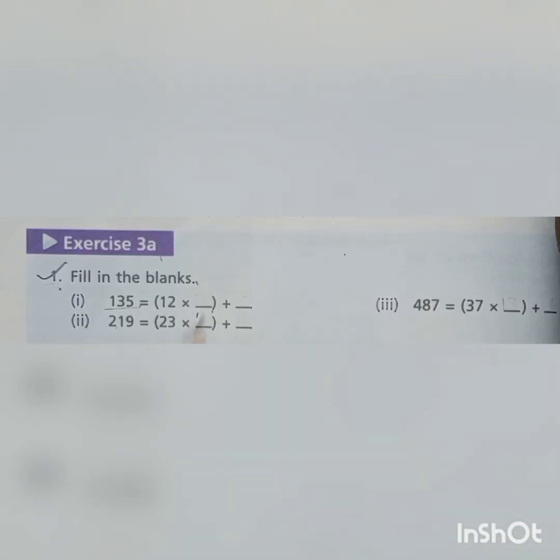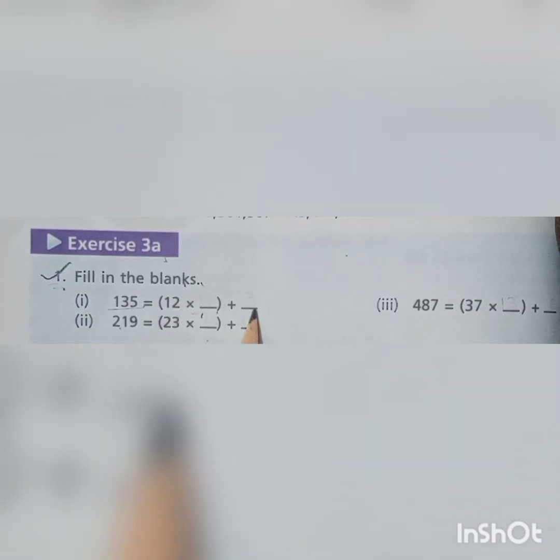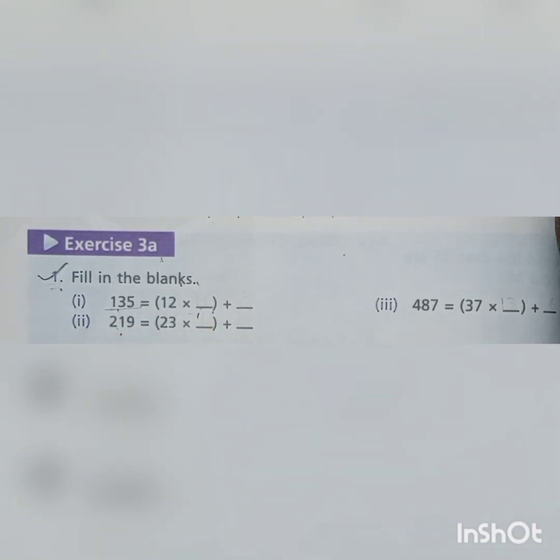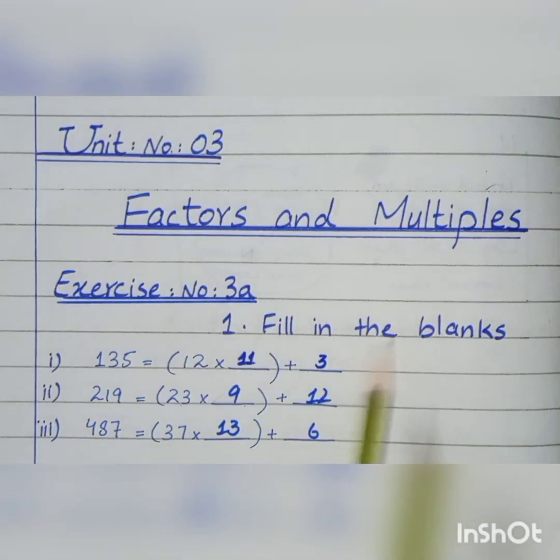Next we start exercise number 3A, question number 1, filling the blanks. In these blanks, you have to put the appropriate numbers to obtain 135, 219 and 487. Students, this is the solution of question number 1, filling the blanks.